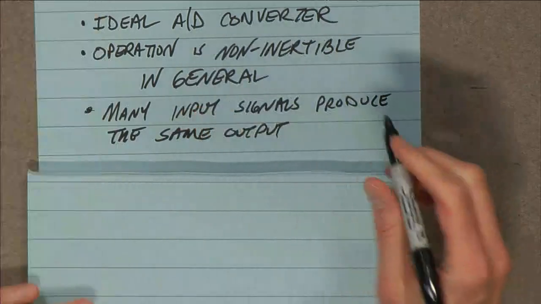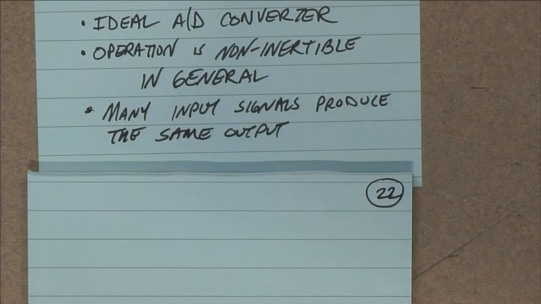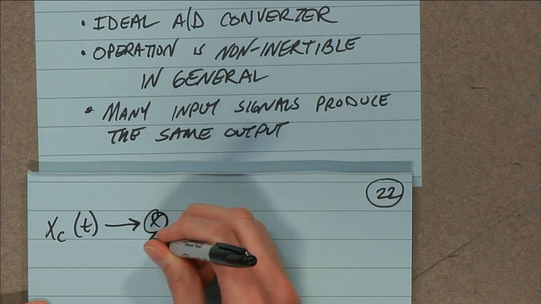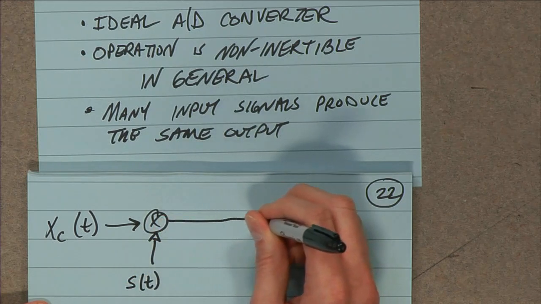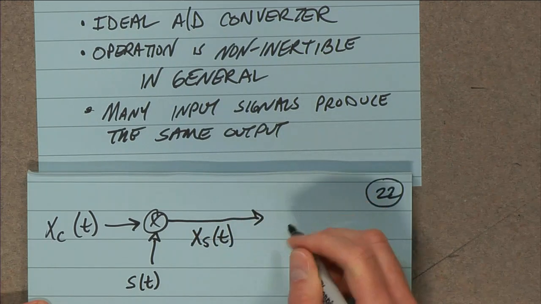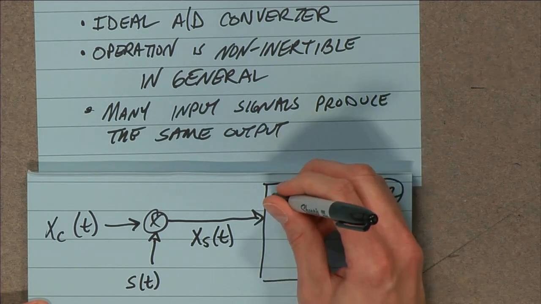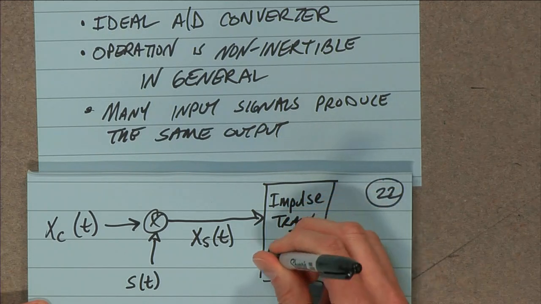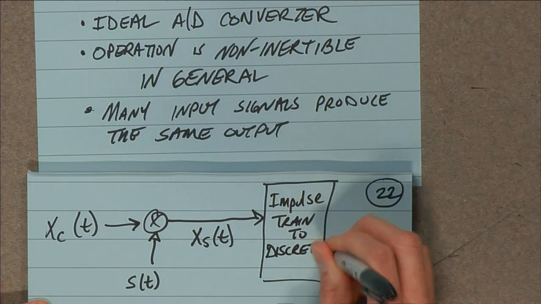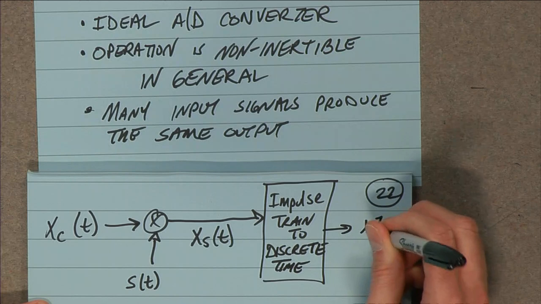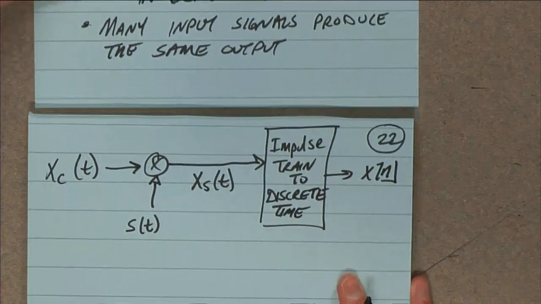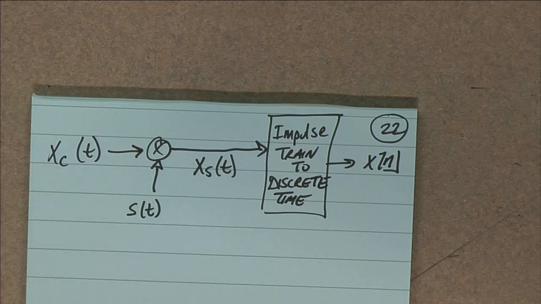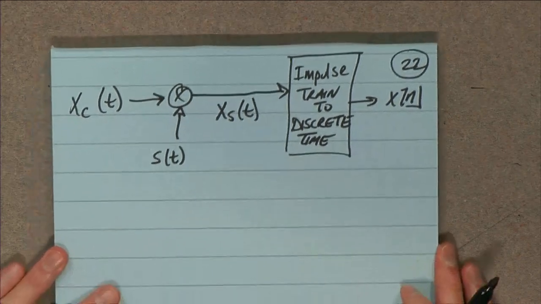So we're going to break up this thing into 2 steps. Our continuous time to discrete time, we're going to break it into 2 pieces. This is mainly to help us analyze it. And then here's our magic impulse train to discrete time. And that's where we get x of n. So here's the system we're going to analyze. And this is going to be our math model of an ideal A to D converter.